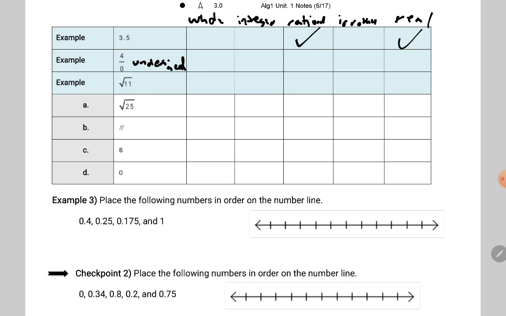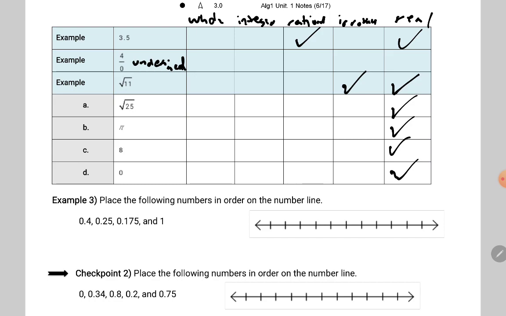Okay, example, square root of 11. Is it a whole number? No. Is it an integer? No. Is it rational? No, because it's not a perfect square. It is irrational. Because if you punch it in your calculator, you'll get a bunch of decimal points that don't repeat. And then, is it a real number? Yes. So I'm going to go down this list and check to see if all these are real numbers. Square root of 25, that's real. Pi is real. 8 is real. And 0 is real.